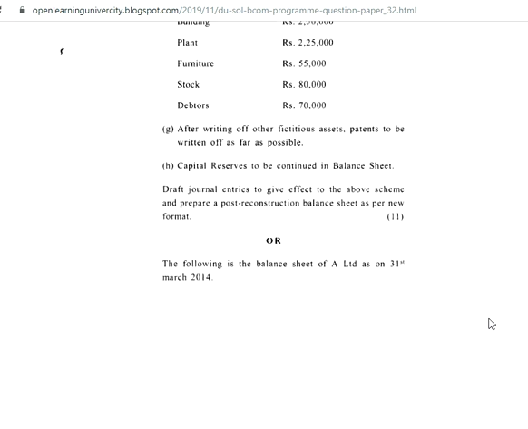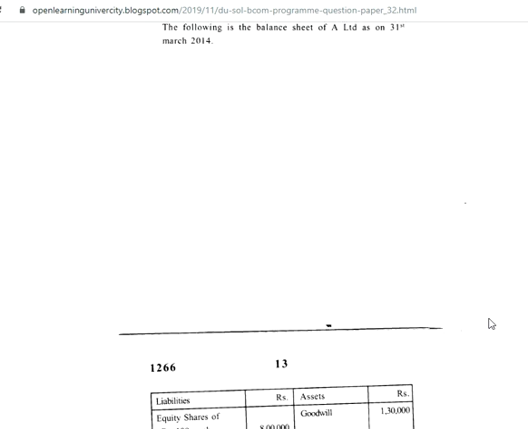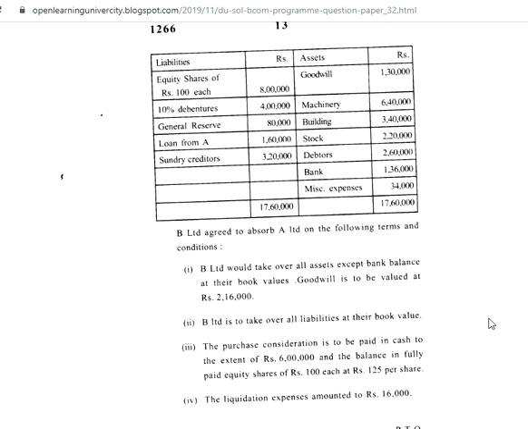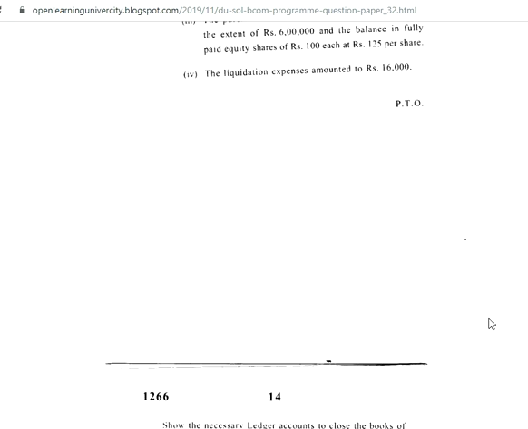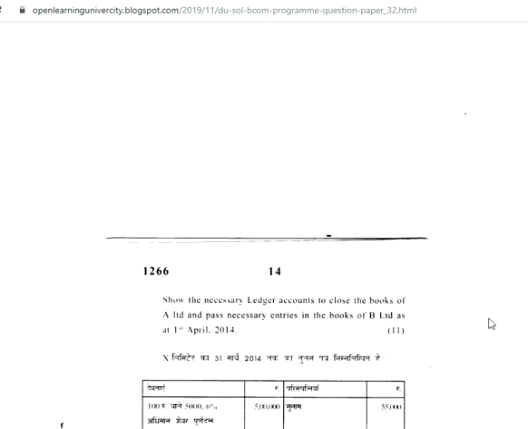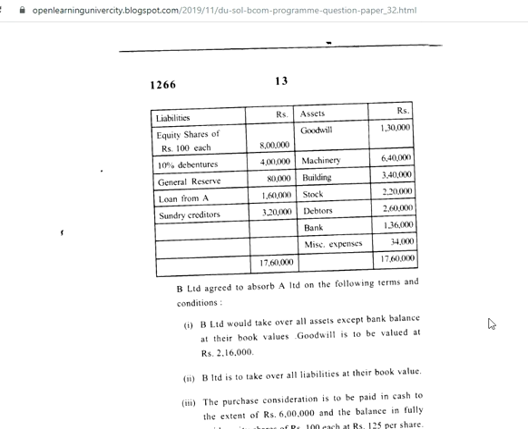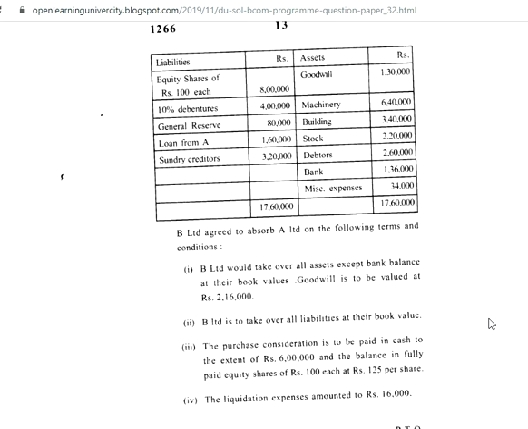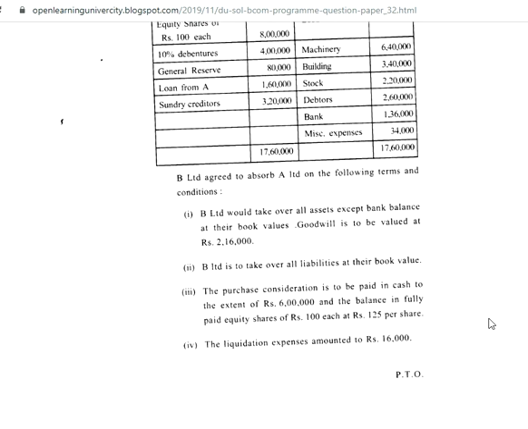This question contains 11 marks, and then in the option there is also a question. You have a balance sheet. This is also a tough question, so you can read it. This is a balance sheet in the optional question, and you can see that B Limited agreed to a board, so you can read it also.